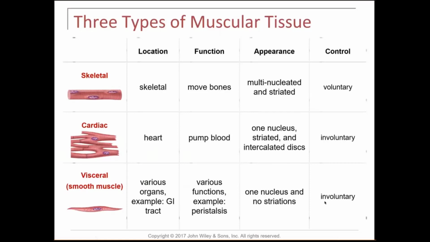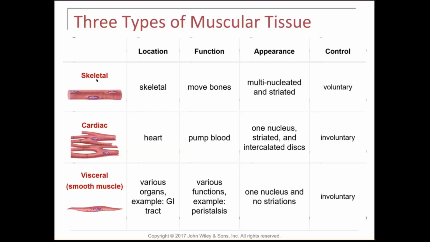Okay, so back to the appearance part here. So one nucleus, no striations. Mononucleated, no striations, hence smooth. And then we look at its control and how smooth muscles are controlled. Also involuntary. We don't think about our stomach contracting. We don't think about our esophagus carrying out peristaltic contractions. So something to keep in mind, okay, under involuntary control.